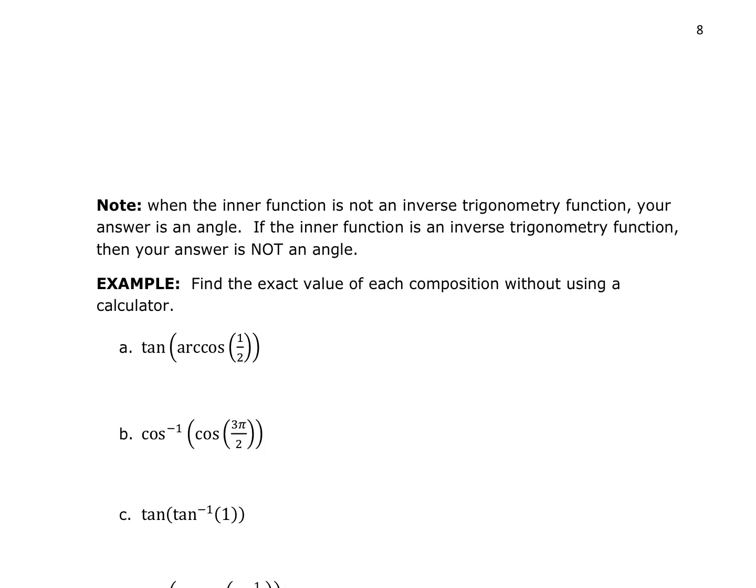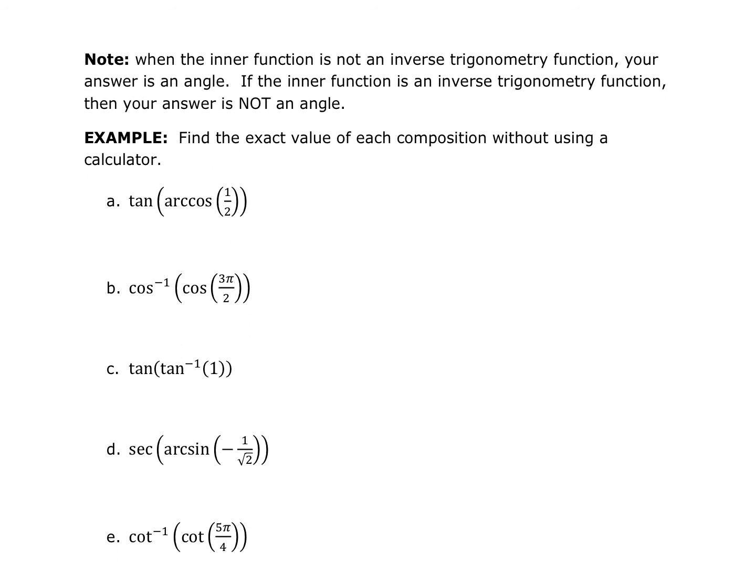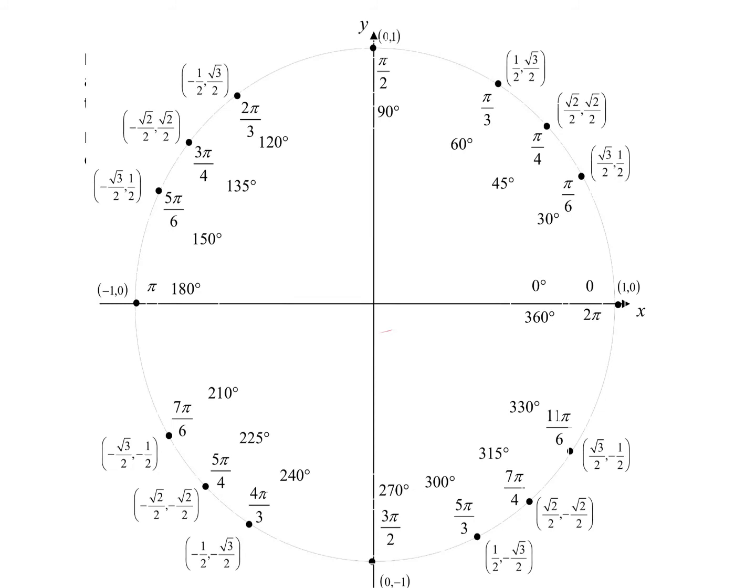Remember, every time I am doing the inverse function, my answer is the angle. The input is the ratio. The answer is the angle. Okay? So again, it looks like these are probably all on the unit circle. If I'm not certain, I'm going to go ahead and bring in my unit circle again.